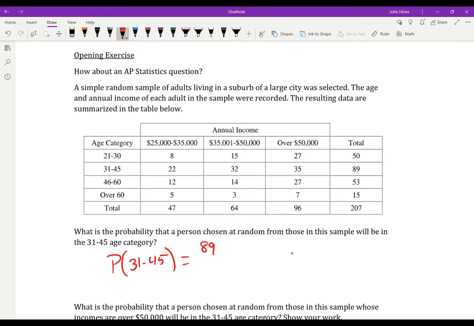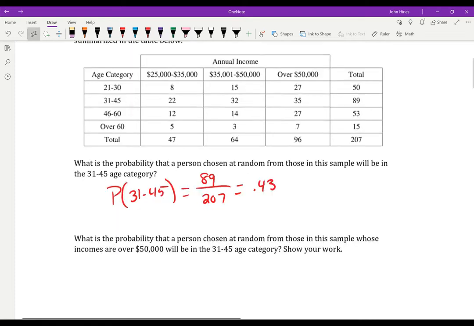Well, there's 89 of them, right, out of 207. So 89 divided by 207 is about 0.43. It's really 0.42995, so I'll round that up to 0.43. So about 43% of the people sampled here were in this age category of 31 to 45.